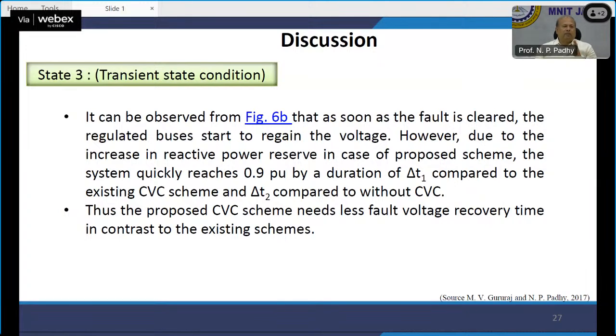But the theme of the concept, as I told you: you have a system, there is a challenge, there is a voltage deviation, you operate your reactive power voltage control devices, that is for steady state. For dynamic state, it's okay, but in transient, you isolate your microgrid, take maximum reactive power, close to 40%, from your fast acting devices like grid converters of your wind as well as DSTATCOM, and then slowly, once the fault is cleared, you bring back your microgrid to the system. Thus, the proposed CBC scheme needs less fault voltage recovery time in contrast to the existing scheme.